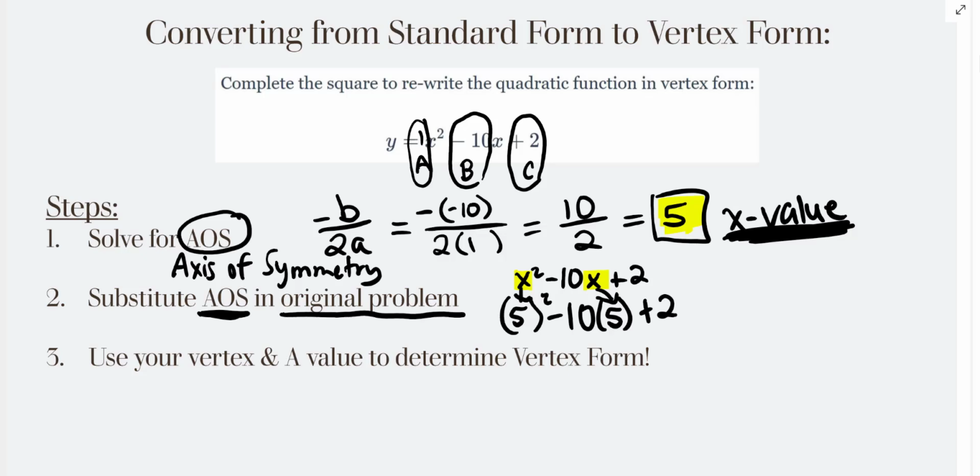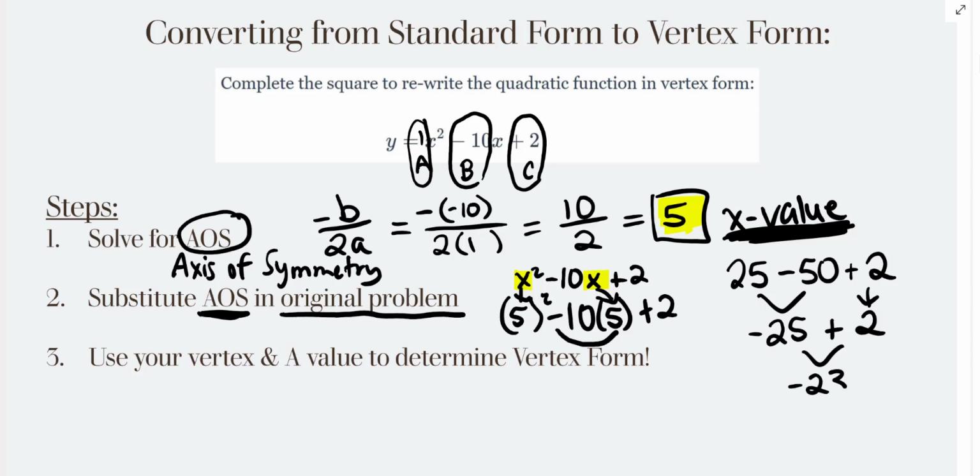Now you can type that out on your calculator, or you can do it by hand. I'll do it by hand. 5 squared is 25. Negative 10 times 5 is negative 50. And then we have the plus 2. So 25 minus 50 is negative 25. And then we have to copy down the plus 2. And then negative 25 plus 2 is negative 23. So we just used the x value and we substituted it in. And now we have, this is the y value.